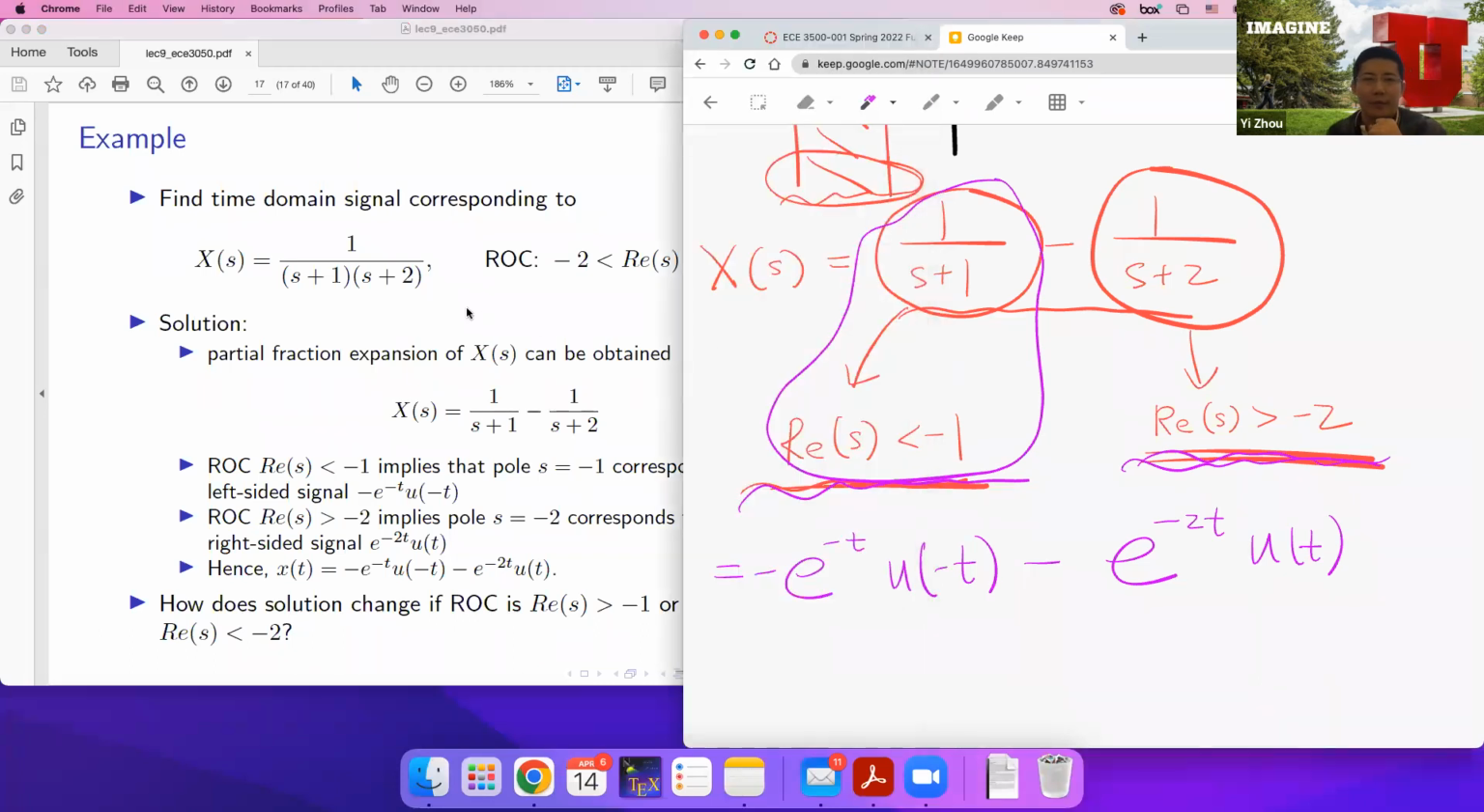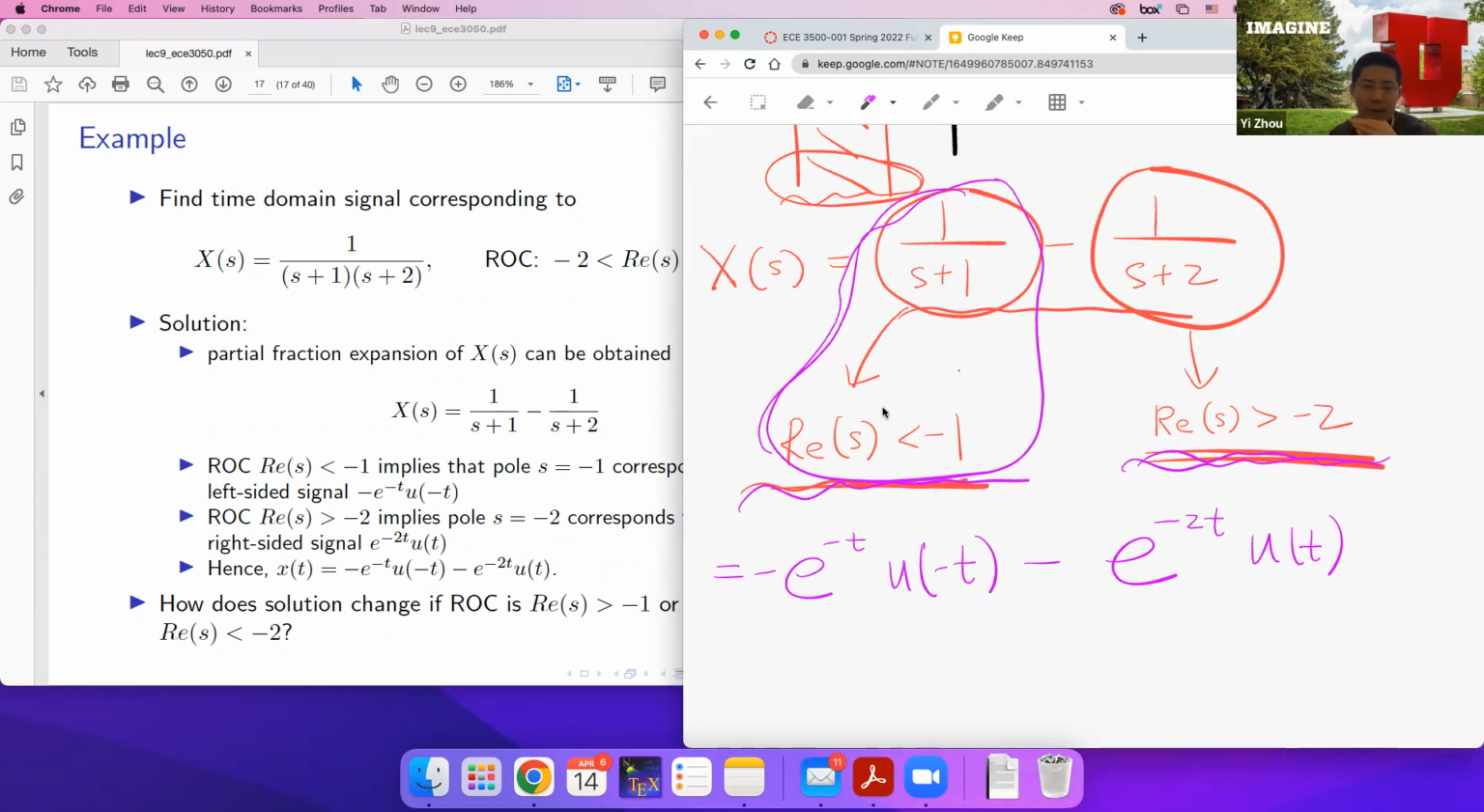Well, yes, that's a good question. So if you look at this one, at this step, once you identify the corresponding region of convergence, now you can look at this particular Laplace transform and the associated region of convergence.